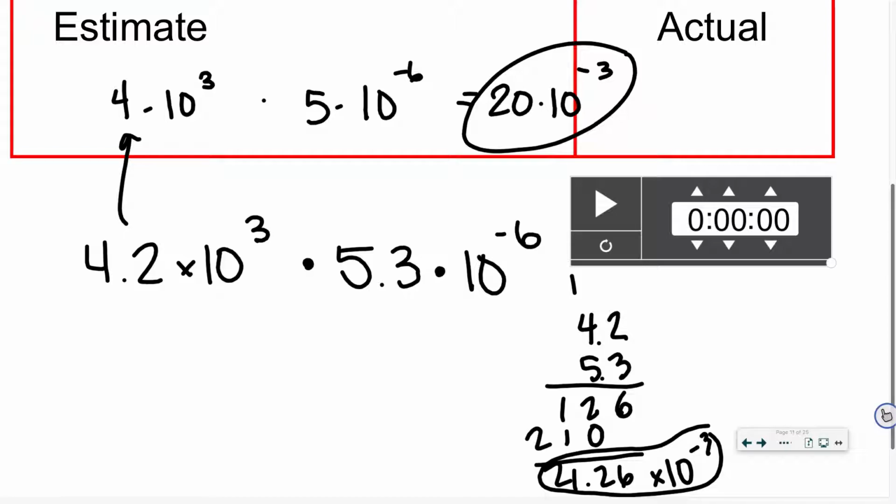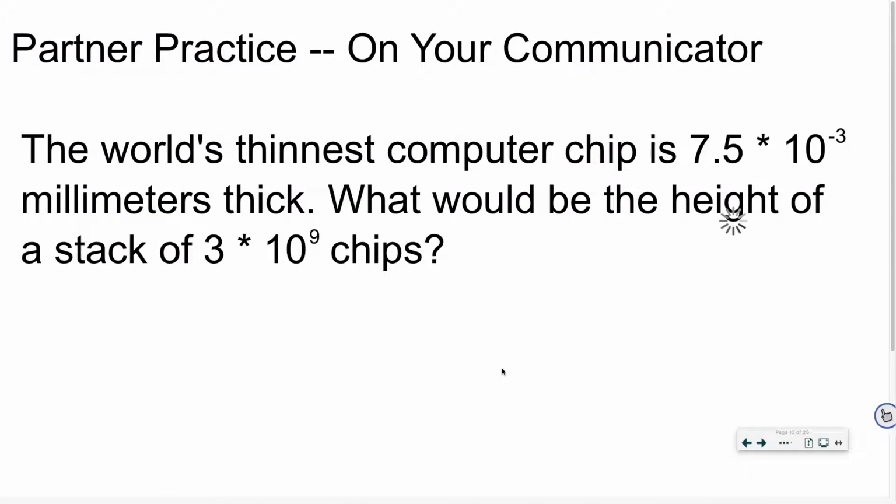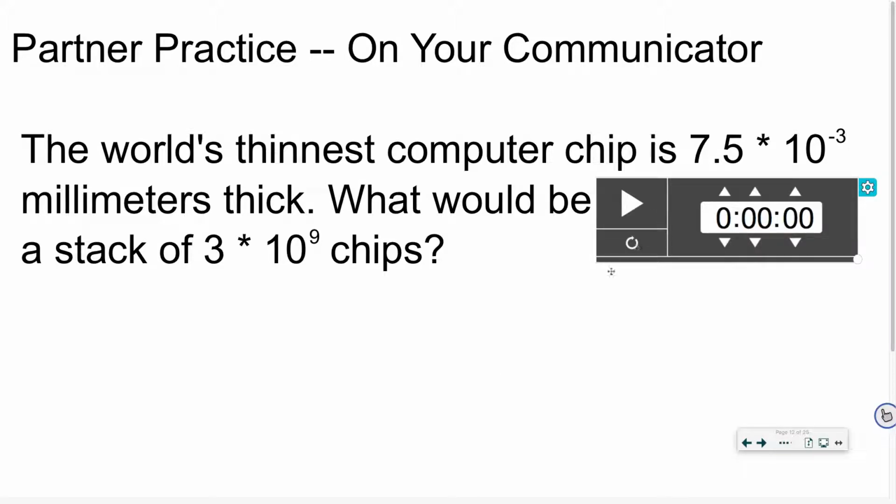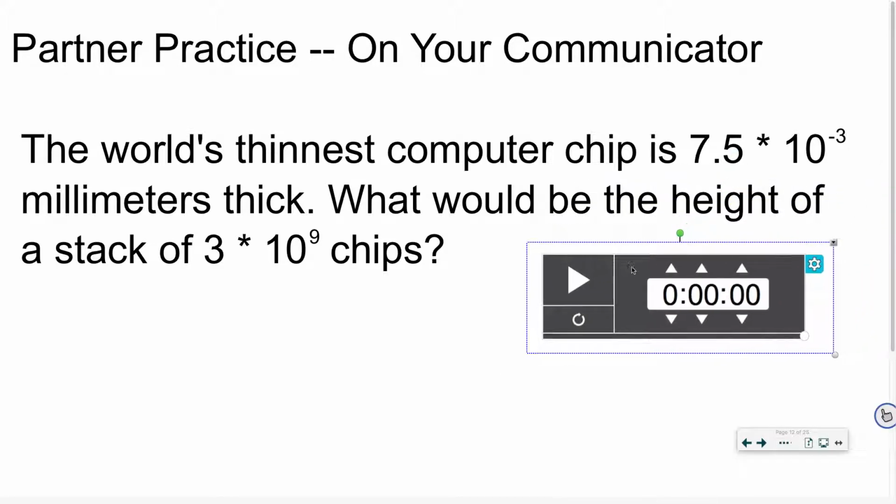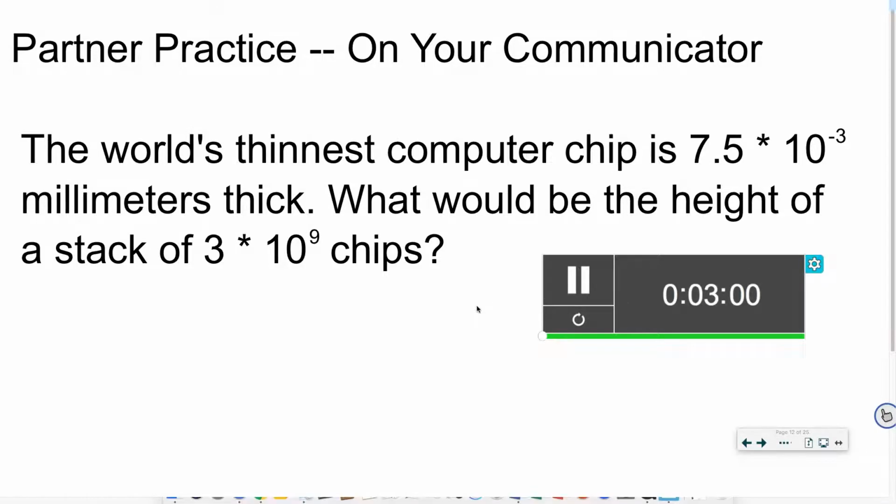Okay? You're going to try one. Just one. And you could do this with some friends. I'm actually going to pause the video once we start it. The world's thinnest computer chip is 7.5 times 10 to the negative third millimeters thick. What would be the height of a stack of 3 times 10 to the 9th chips? If you need to estimate it, you can. If you don't, you could just calculate. Let's take about 3 minutes and find your value. I'm going to start this, but then pause the video.